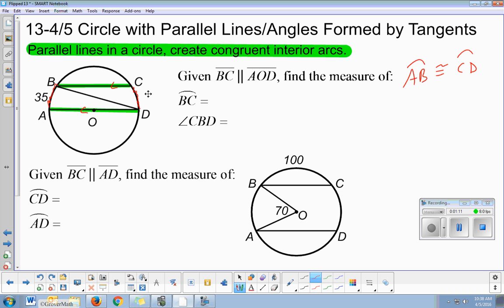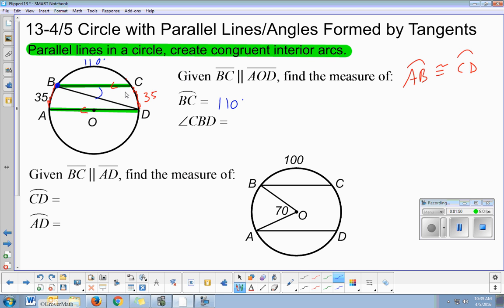And so if AB is 35, that means that CD is 35. And let's see here. What are we asked to find? We're asked to find arc BC. Well, so that's interesting, but we have a diameter here. AOD is a diameter, so that means that this whole thing up here is a total of 180. And if I have 35, 35, these combine to be 70. And if this whole thing is 180 and I got 70 between these two, that means that BC has to be 110 degrees.